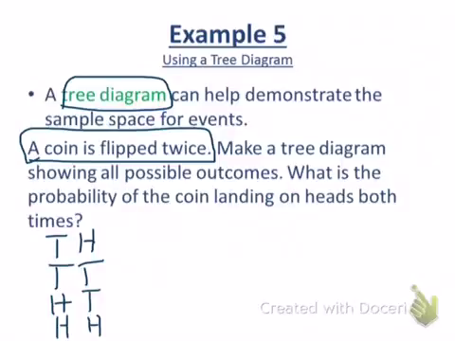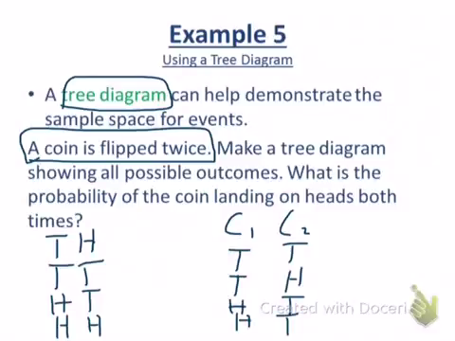Well, you could make this into a diagram, so we could have coin 1, coin 2: tails, tails; tails, heads; heads, tails; heads, heads. It's just what it's called. So what's the probability of both coins landing on heads? 1 out of 4. This is a counting type of probability, right?